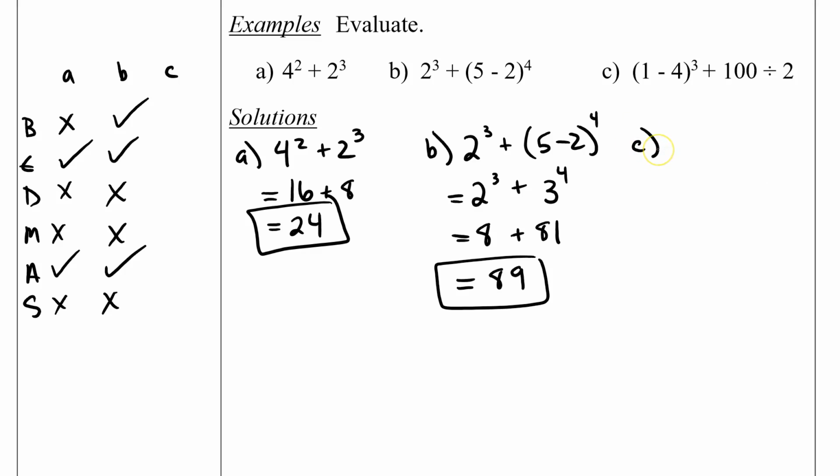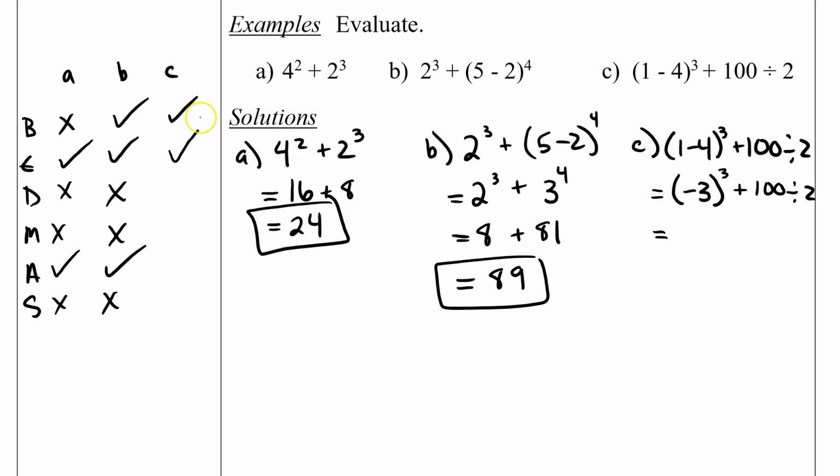Alright, so C. 1 minus 4 to the power of 3 plus 100 divided by 2. Alright, so first things first, we need to deal with what's in the brackets, and we do have that. So (1 minus 4), ooh, tricky, is negative 3, to the power of 3, plus 100 divided by 2. The next step, we have to deal with our exponents, and we have them. So negative 3 to the power of 3 is going to be negative 27 plus 100 divided by 2.